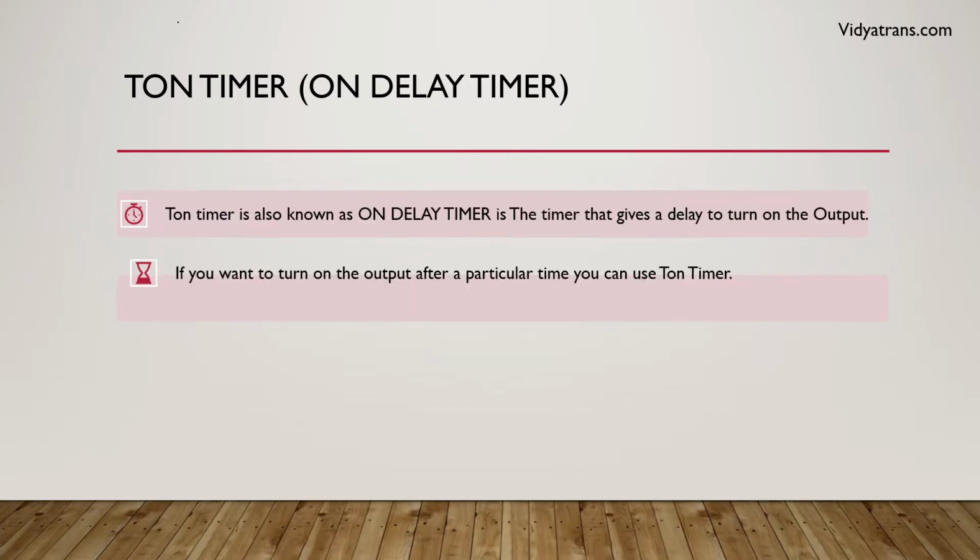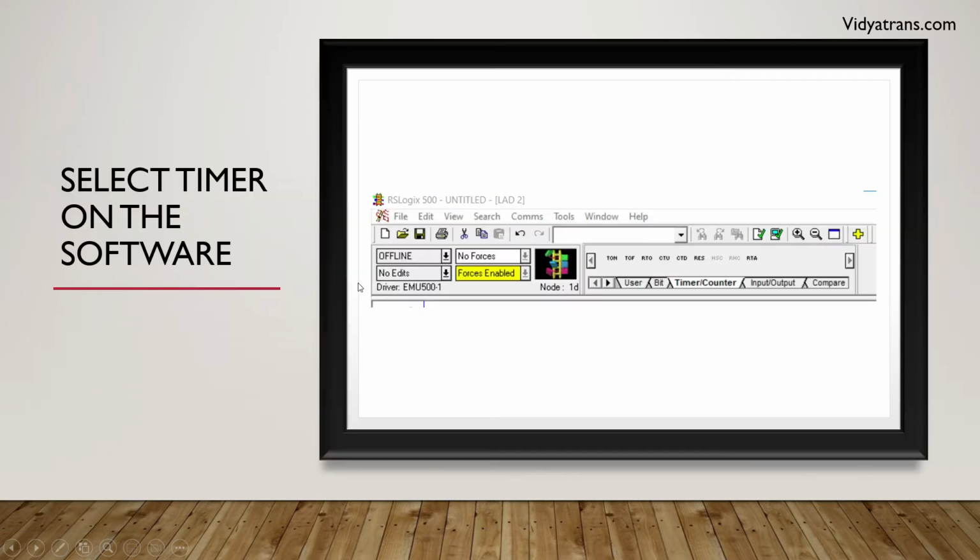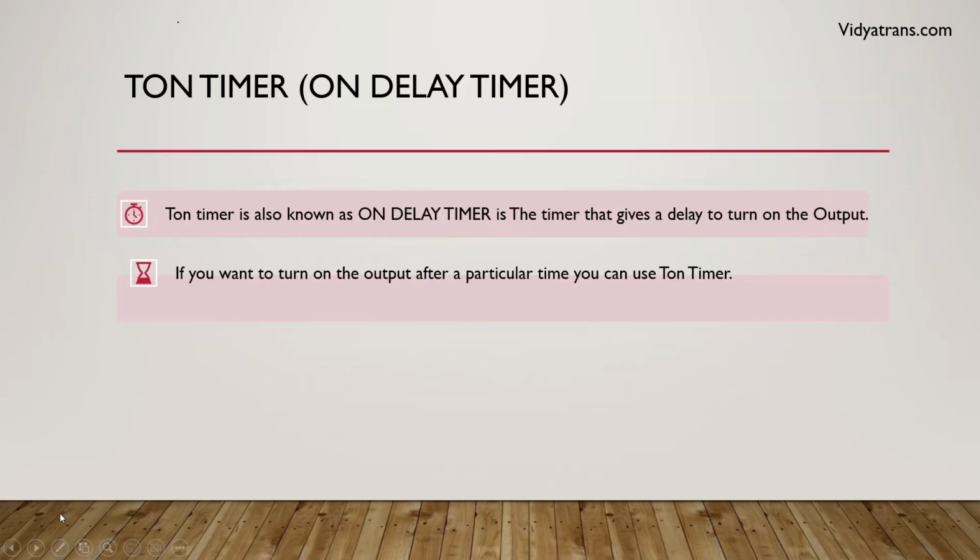Just write this point. T-on timer, also known as on-delay timer, is the timer that gives a delay to turn on the output. If you want to turn on the output after a particular time, you can use the T-on timer. Remember this point, and write it in your notebook: after a particular time. The same timer can be used if you want to turn on the output for some time, but remember this point first. These are two important points about the T-on timer.